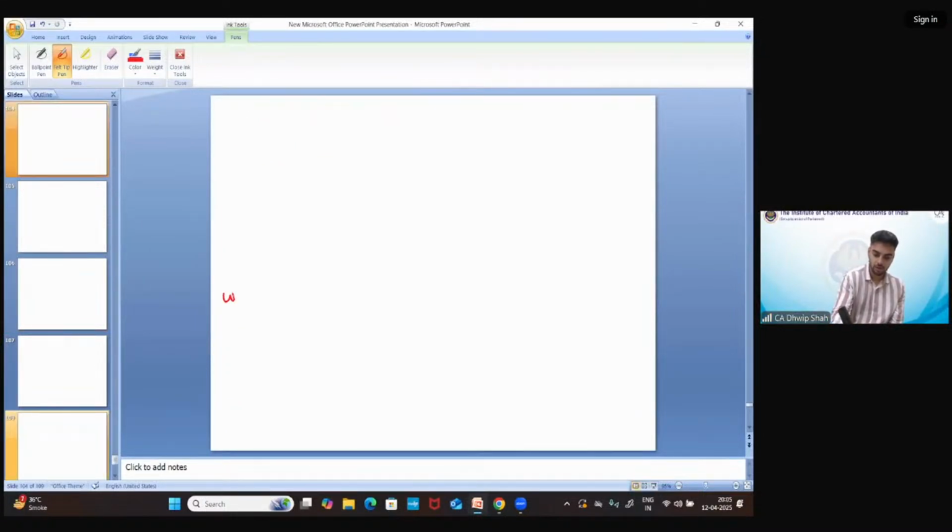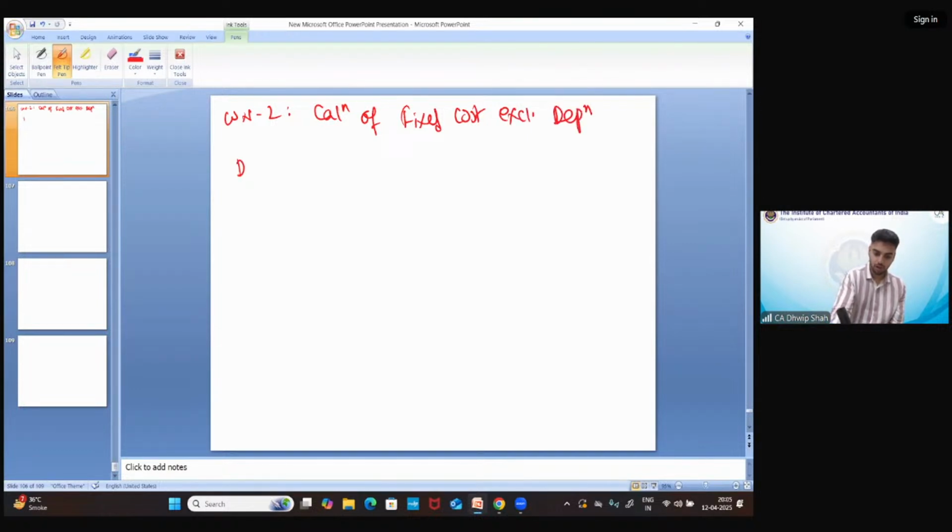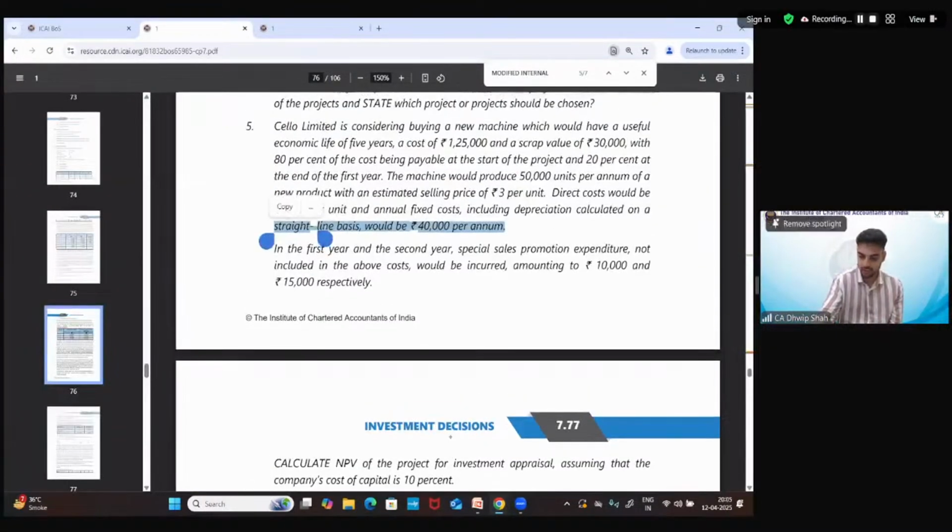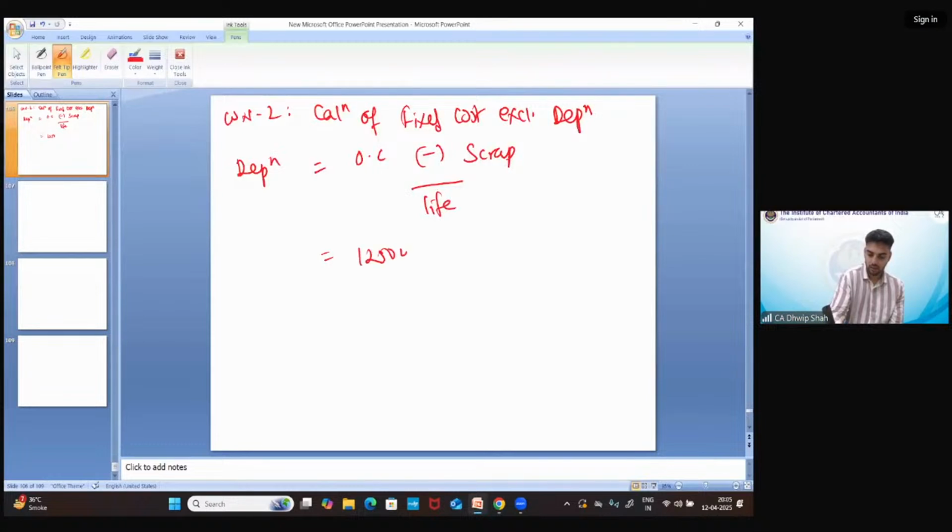So we will prepare working note 2. Calculation of fixed cost excluding depreciation. And how will I calculate depreciation? Since I have to follow SLM basis, the formula is original cost less scrap divide by life. यही formula सीखी थी 11th standard में. How much is my cost of machine? 125. Scrap is 30. Divide by life 5 years. बोलो depreciation कितना आ रहा है? The amount of depreciation is 125 minus 30 divided by 5, which is 19,000.